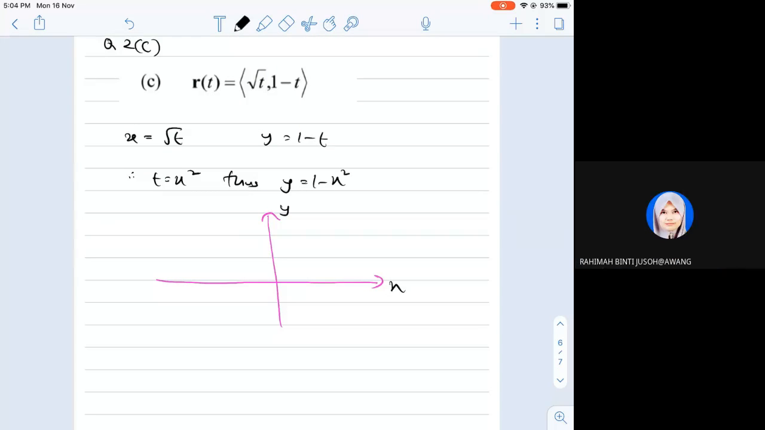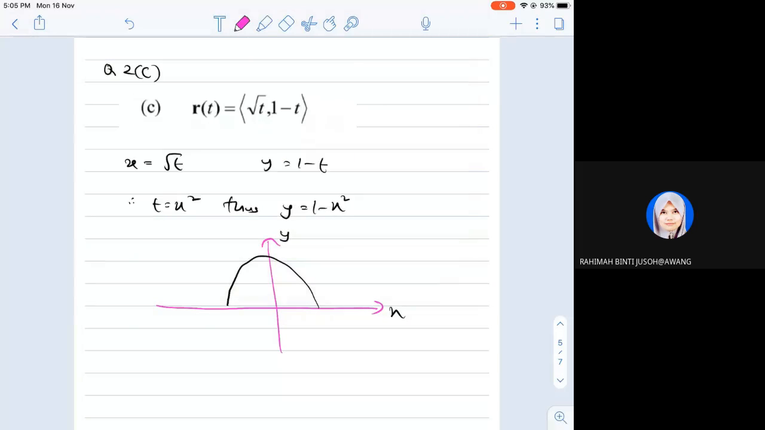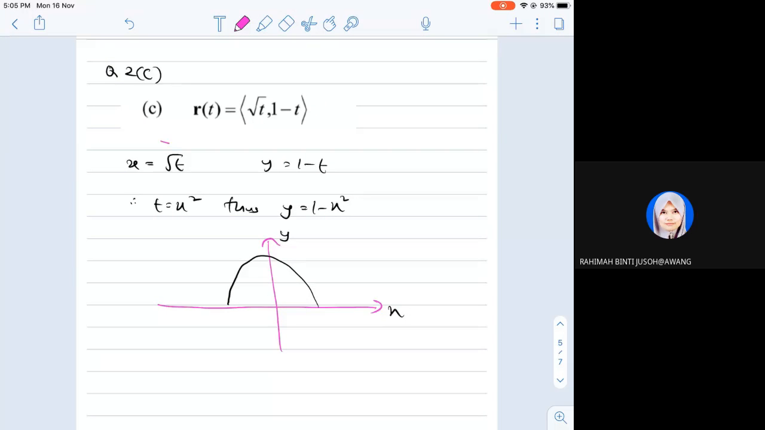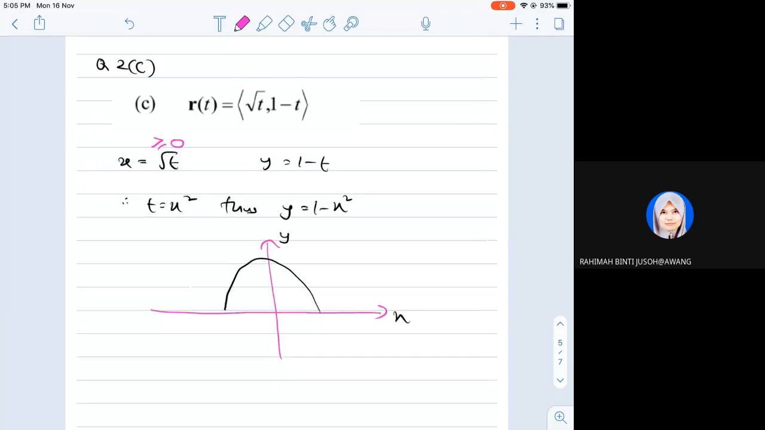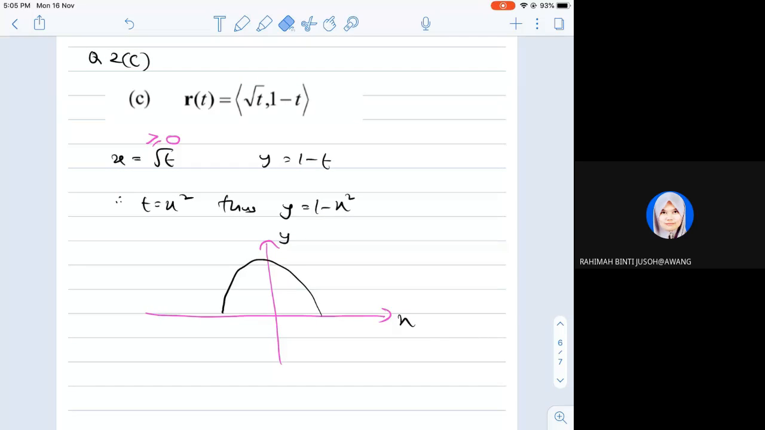So we have this. However, since x is square root of t, so x must be greater or equals to 0. Therefore, we don't have the negative part here. We don't have this part. Okay? So we just have the positive part of x. So right here is 1, here it's 1. That's it. And how about the orientation? How about the orientation, guys?